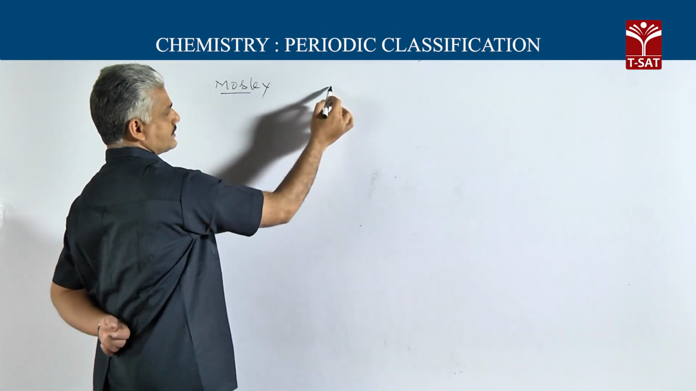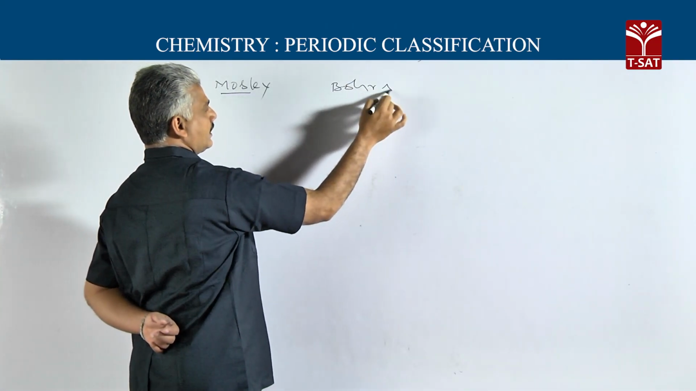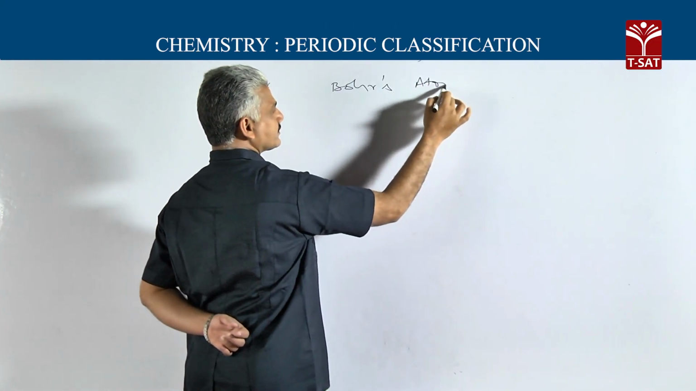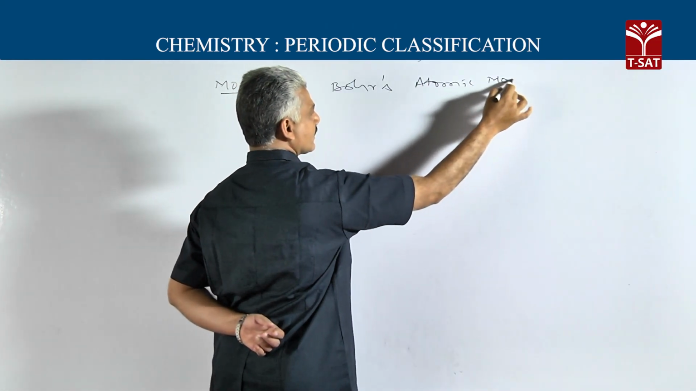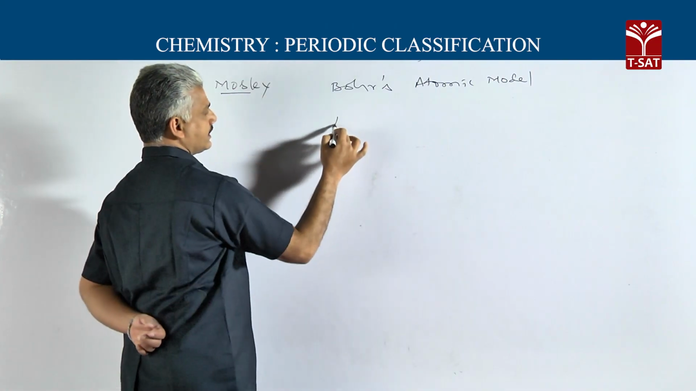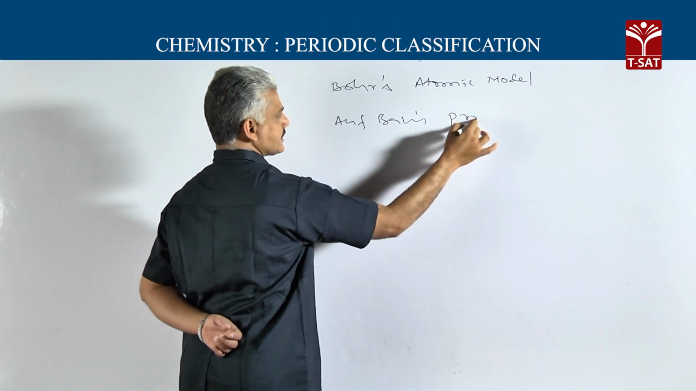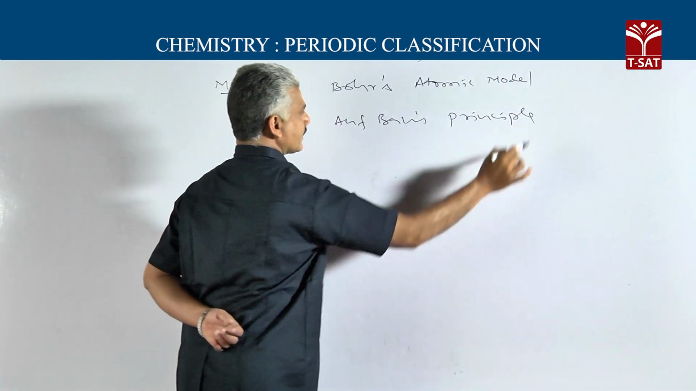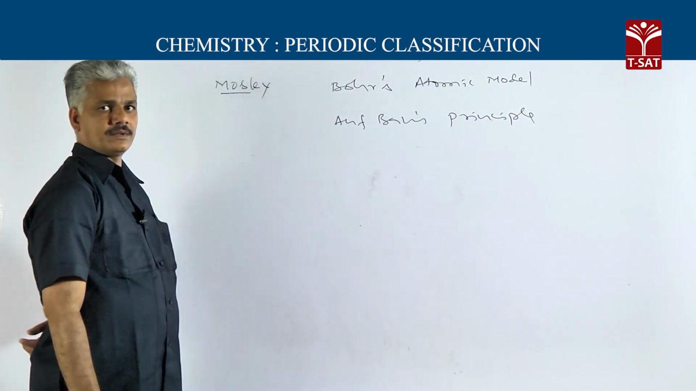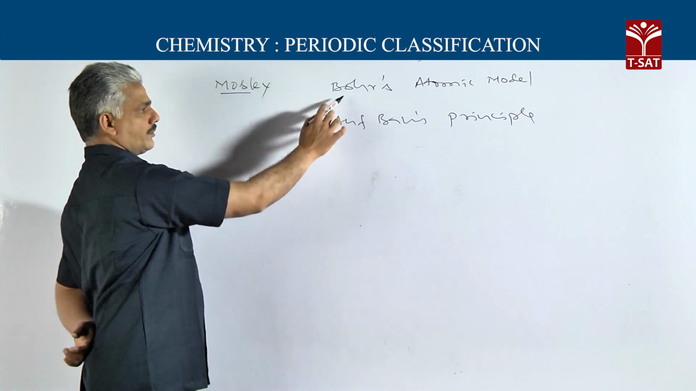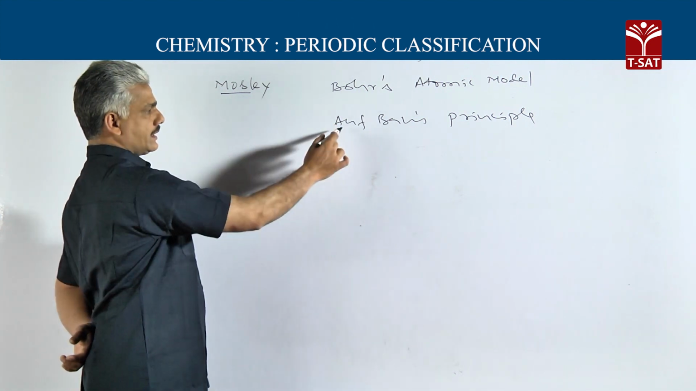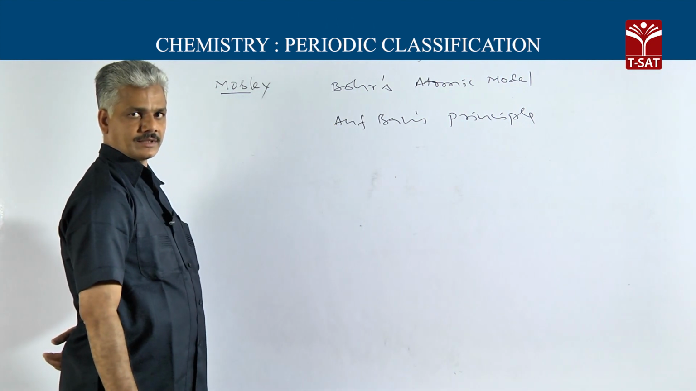While constructing the periodic table, Moseley made use of Niels Bohr's atomic model, as well as in the arrangement of elements. Strictly he followed the Aufbau principle. Hence, the modern periodic table is also called Bohr's periodic table as well as Aufbau's periodic table.